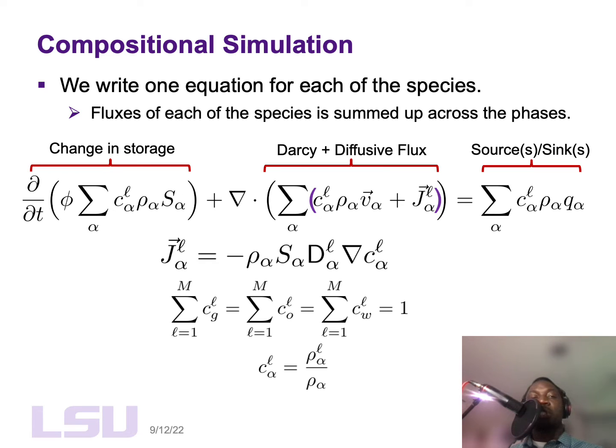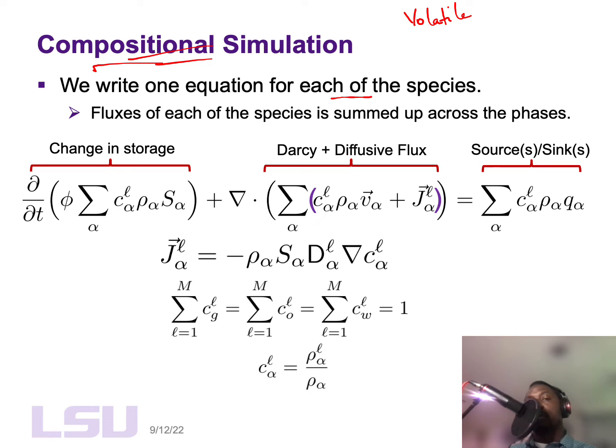So for compositional simulation, we typically use those when you have volatile oils or condensate gas reservoirs, because the components are moving from one phase to another phase, and then you may want to account for injection of CO2, for instance, or injection of hydrogen. In those cases, you need compositional simulation.